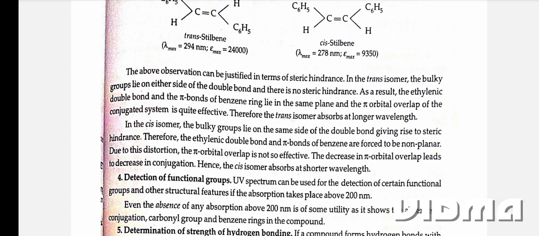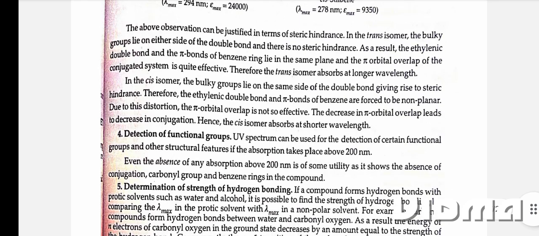In the cis isomer, the bulky groups lie on the same side of the double bond, giving rise to steric hindrance. Therefore, the ethylene double bond and pi bonds of benzene are forced to be non-planar. Due to this distortion, the pi orbital overlap is not so effective. The decrease in pi orbital overlap leads to decrease in conjugation. Hence, the cis isomer absorbs at shorter wavelength.